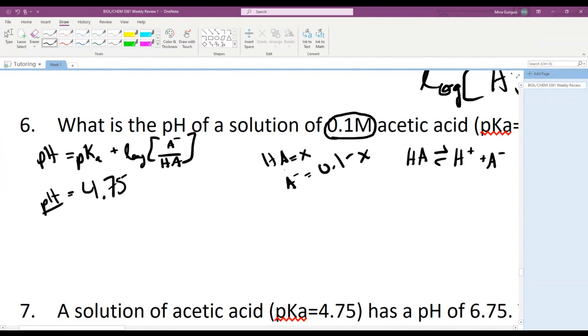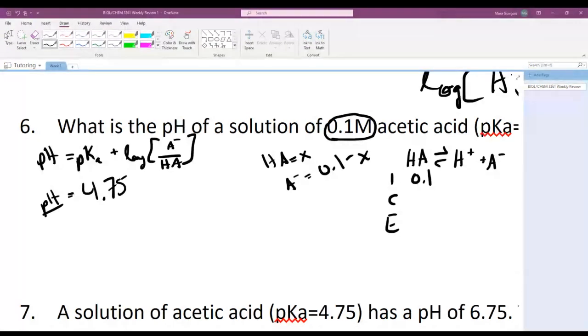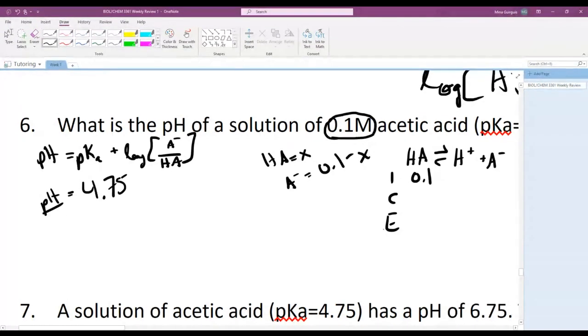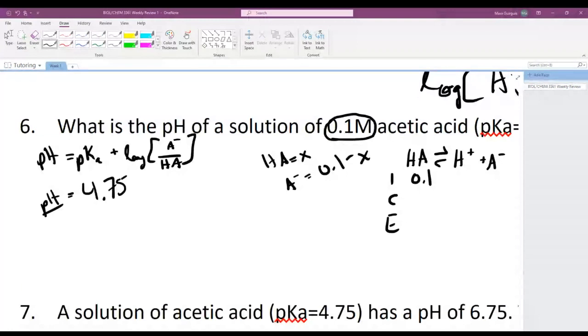Okay, and I'm going to go ahead and actually draw the ice table because that'll help. At the beginning, we start with 0.1 molar. However, we're not looking for the beginning concentration. I'm going to answer your question in just a moment.